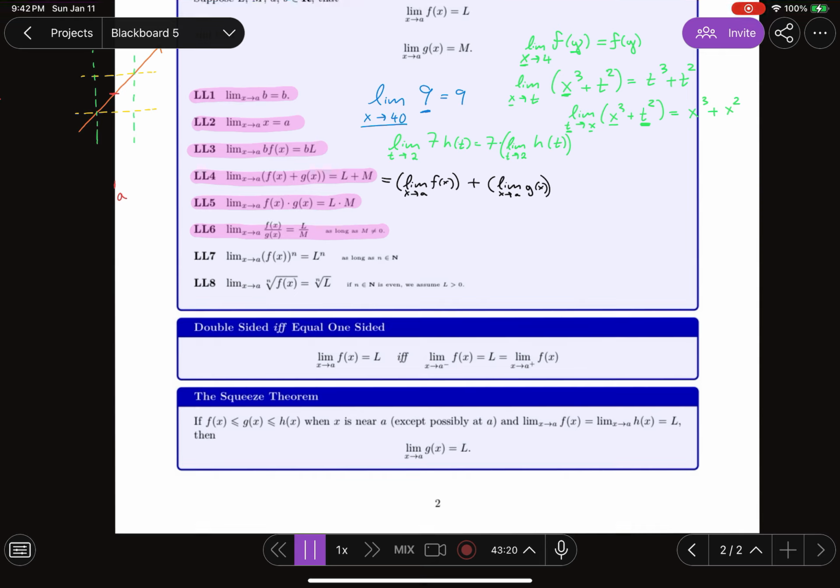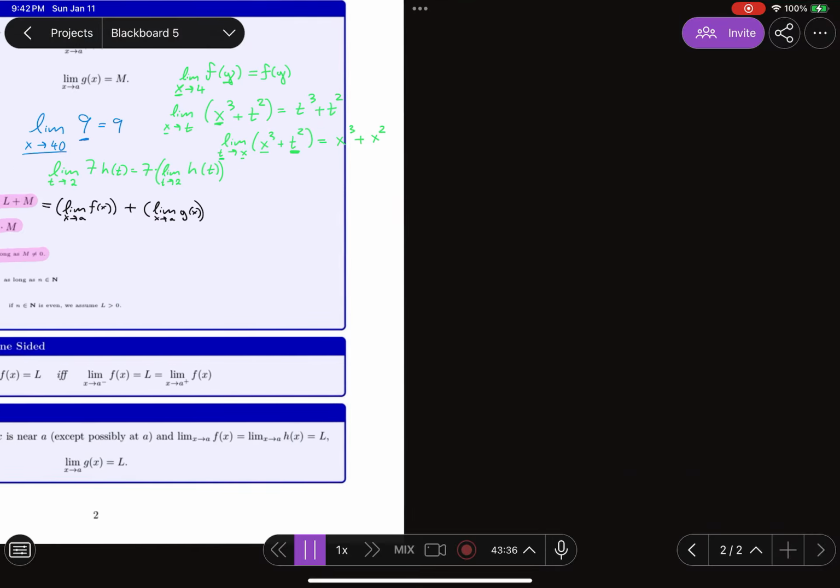So if f of x is getting close to L and h of x is getting close to L, then g of x has nowhere to go. In other words, the limit of g of x as x approaches a also must be equal to L. This is called the squeeze theorem, and we're about to prove it. Let's do it. I also made a nice picture over here.